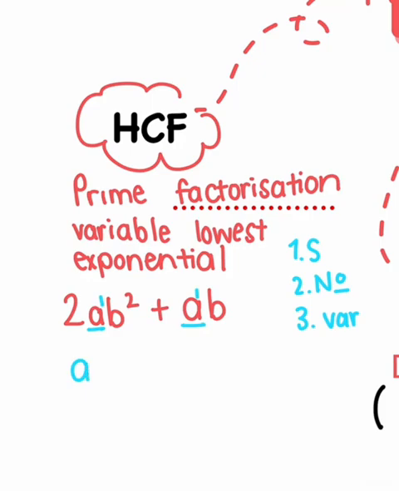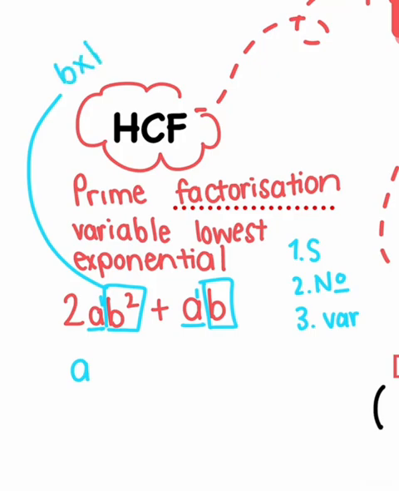Then I move on to my next variable. I have ab squared and ab. Now, remember, b squared is the same as saying b multiplied by b. So do you see that if I remove one b, because that is what is common, I'm left with one of them in the bracket. So I'm going to be left with 2.